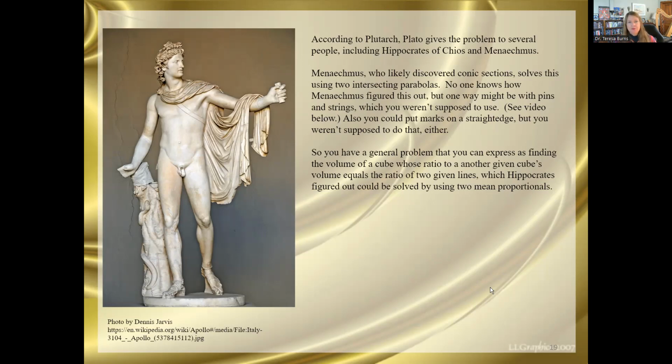So the general problem that you're trying to solve here, you could express as finding the volume of a cube whose ratio to another given cube's volume is the ratio of two given lines. Why is that? Because you've got to build the cube. And so you measure the edge of the first cube. You don't know what the edge of the second one is going to be, but you know how to get the volume of the first cube. And so you're trying to double that. So you have that variable also for the second one.